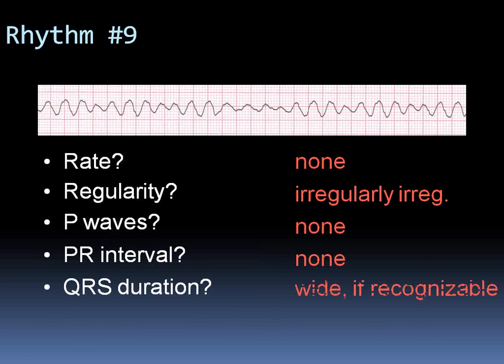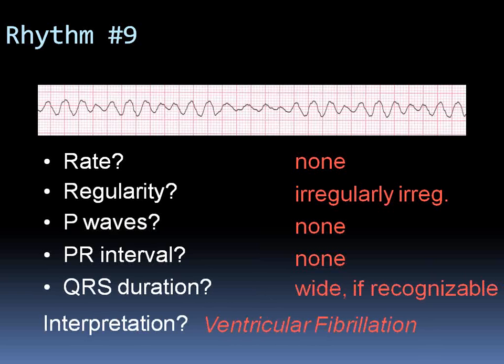There is no P wave. It is very irregular. The QRS is very wide, and the patient will most likely be unstable when you see this.